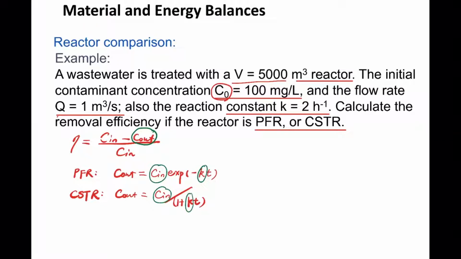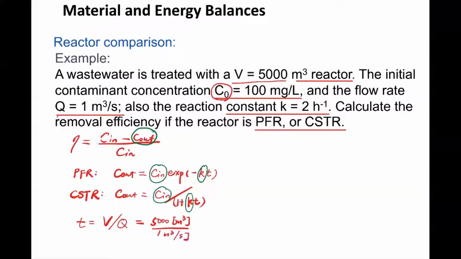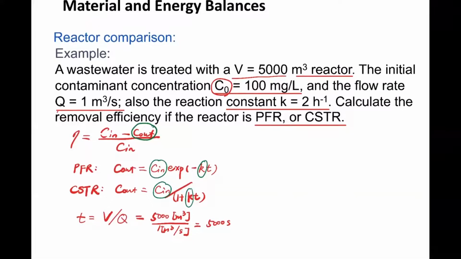And we also mentioned that the time is called characteristic time or retention time, either way you call it. That's calculated by the volume divided by the flow rate, okay? So if we plug in the numbers here, the volume is 5,000 meters cubed, and the flow rate is 1 meter cubed per second. You can find that this is 5,000 seconds, okay?